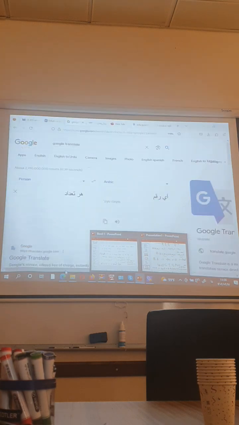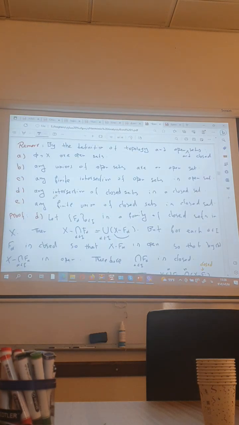We say any intersection. Any. This index set I must be finite or infinite, countable or uncountable, any number, okay? This is a family of closed sets in X. Then consider the complement of this intersection.